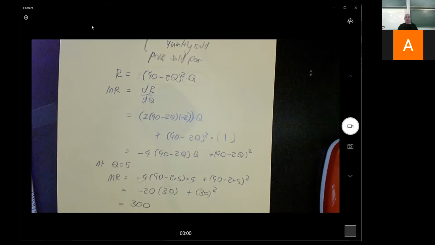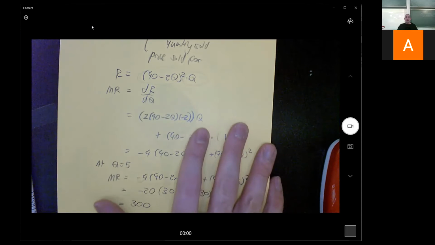Yeah, okay. So this is saying that if we have a current quantity of 5, then going up by a very small amount of Q would make the revenue go up by 300 times the amount. So if I went up by 0.1, the revenue should go up by 30, for example. That's what marginal revenue means. It's how far one goes up compared to the other. Cool. Okay.